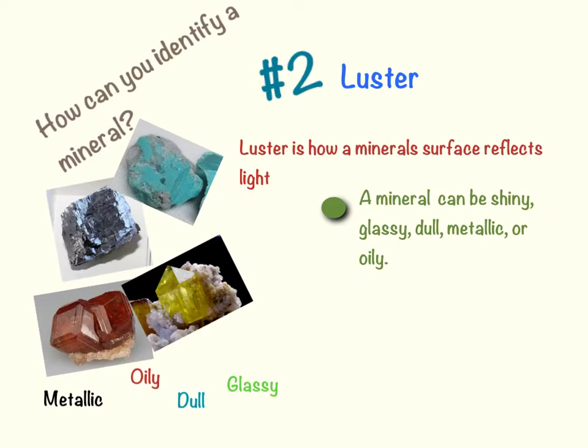The next way you can identify a mineral is by luster. Luster is how a mineral surface reflects light. So flashlights come in really handy, and on your lab you'll actually have a flashlight to determine luster and transparency. So a mineral can be shiny, it can be dull, it can be glassy, it can be metallic, or it can be oily. So first let's talk about metallic.